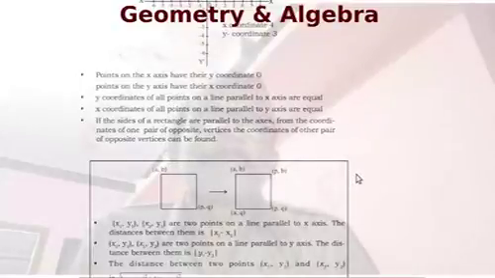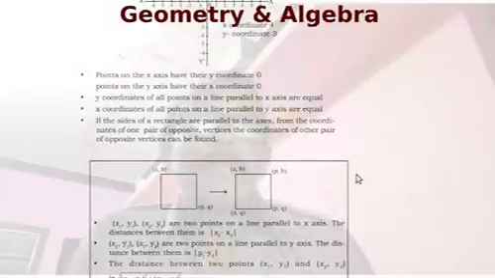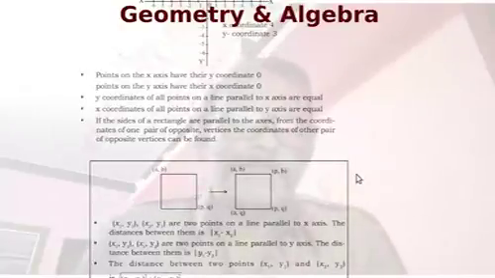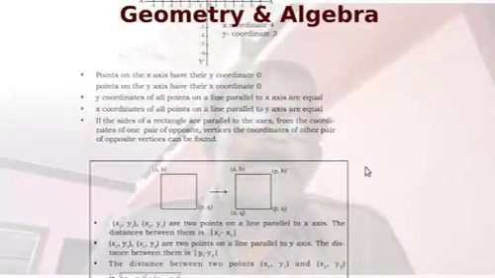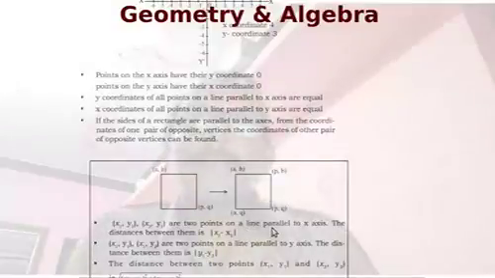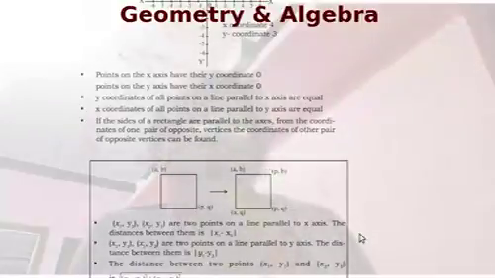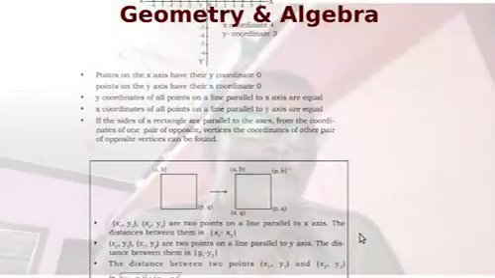Then we learned about rectangles with sides parallel to the axes. We learned to find its vertices. That is, you will be given two opposite vertices and you have to find out the other two opposite vertices.